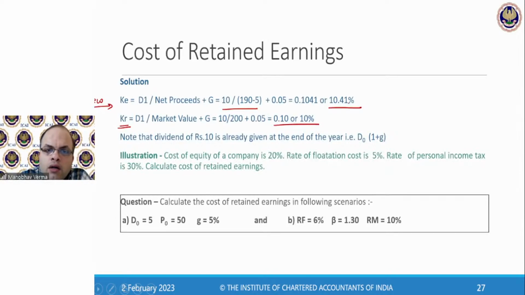Okay, so mind you, the one small thing in that question was that it was already telling us that next year's expected dividend was 10. So don't multiply that by 1 plus g.